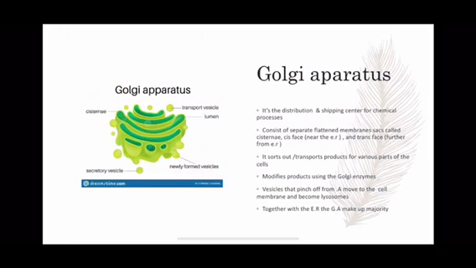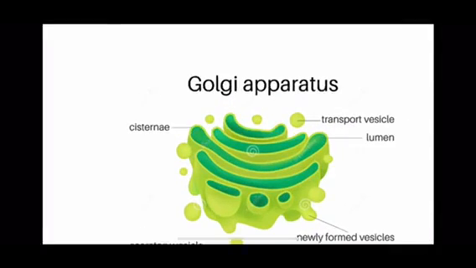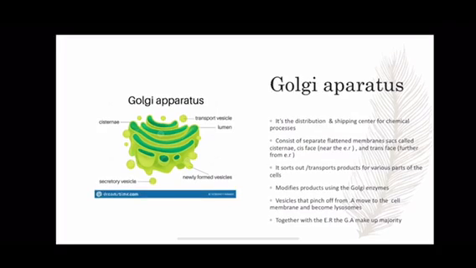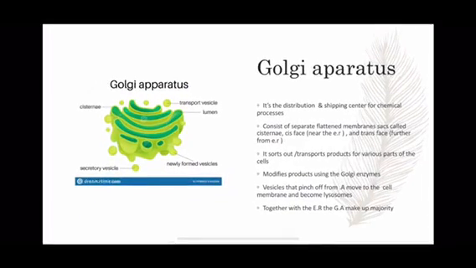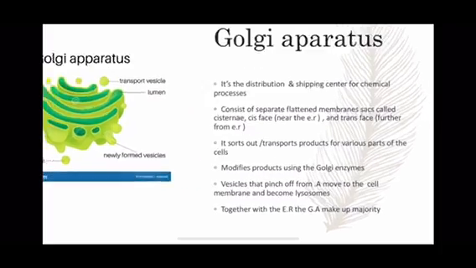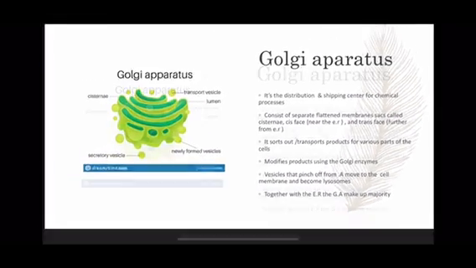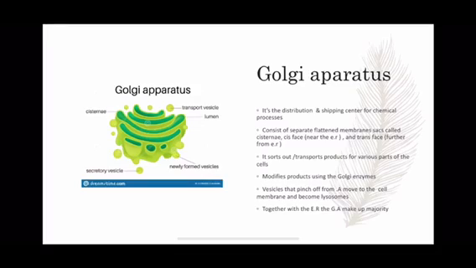The Golgi apparatus is one of the first cell organelles. It's a distribution and shipping center for chemical processes in a cell. It consists of separate flat membranes called the cisternae. It sorts out and transports products to various parts of the cell. It also modifies products by using Golgi enzymes. The vesicle that pinches off the Golgi apparatus is moved to the cell membrane, and can sometimes become a lysosome. And together with the endoplasmic reticulum, the Golgi apparatus makes up the majority of the endomembrane system.